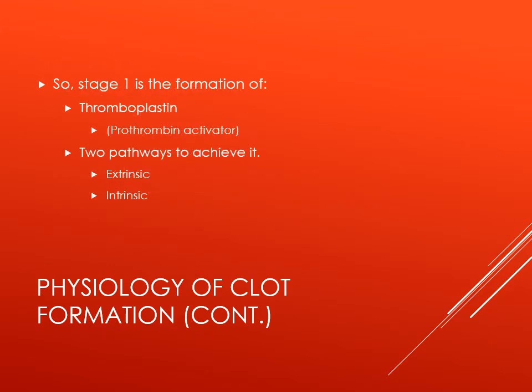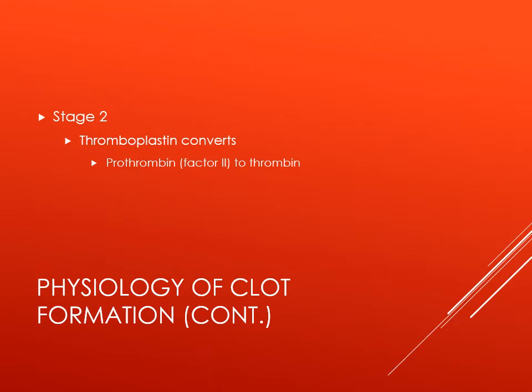So as a summary of this first stage of blood clotting, it's essentially just the formation of thromboplastin, and there are two pathways to achieve it, extrinsic and intrinsic. In stage 2, this is where we're going to take that thromboplastin that we formed in stage 1, and we're going to use it to convert prothrombin to thrombin.